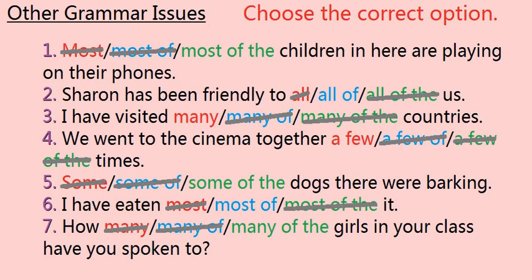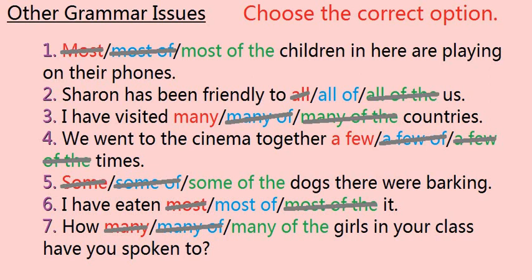4. We went to the cinema together a few times. We don't say a few of times. 5. Some of the dogs there were barking. So I've used some of the because of the there. We're specifying which dogs, the dogs there. Some of the dogs there were barking.